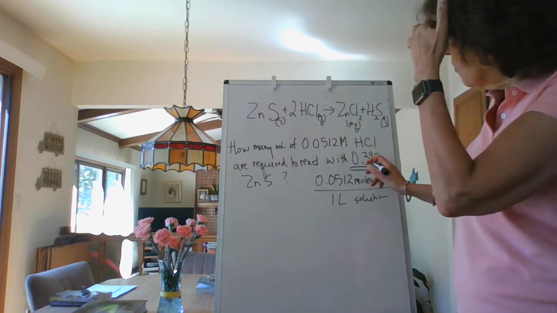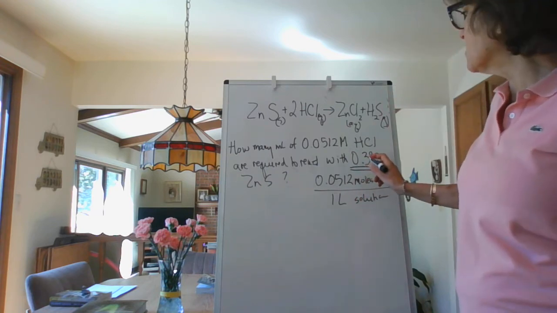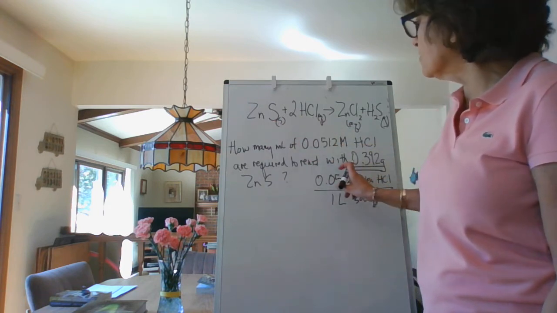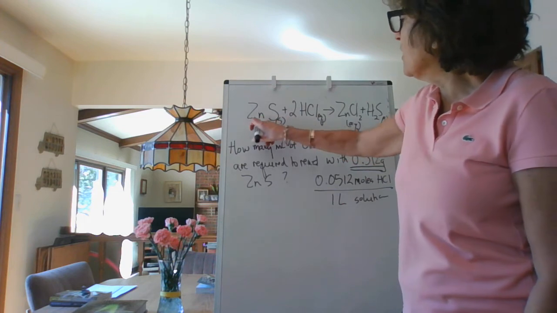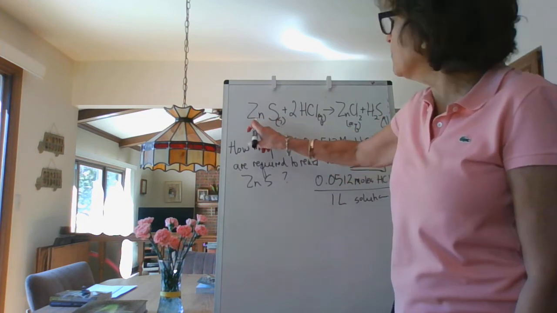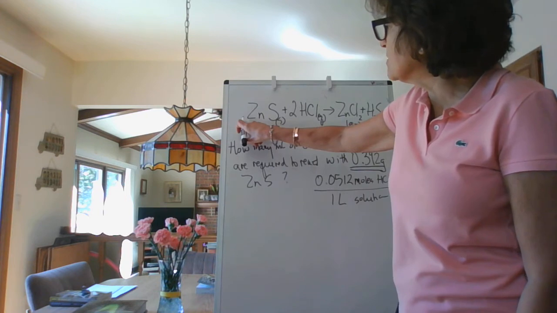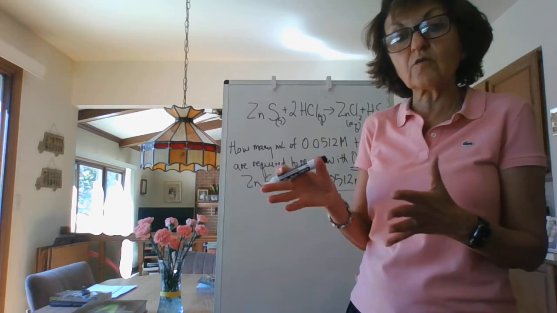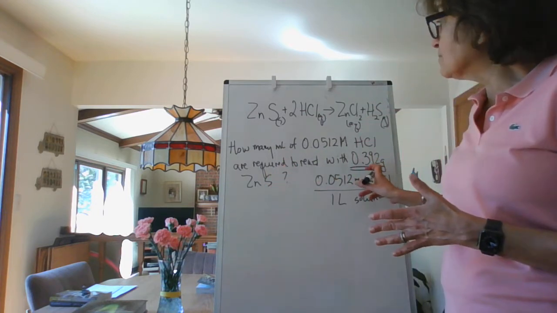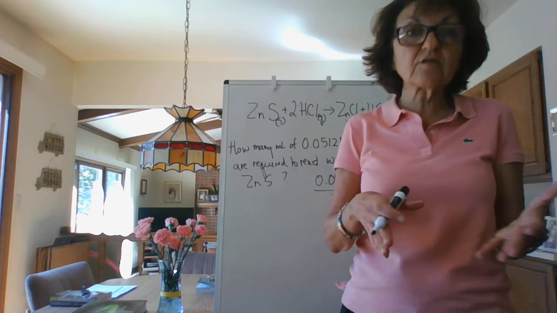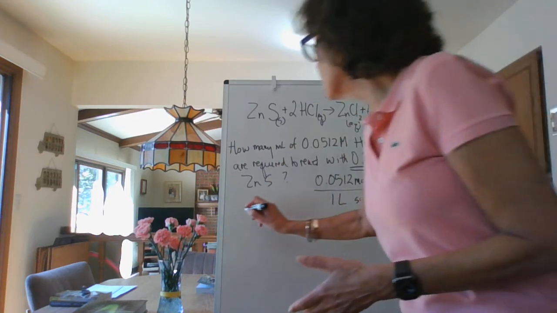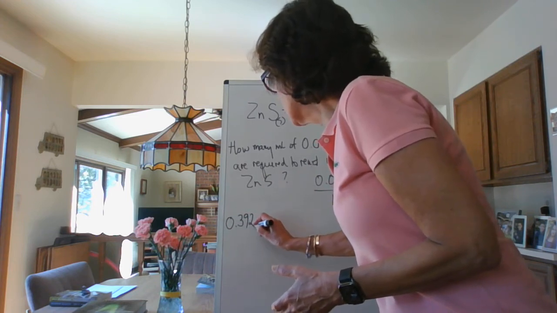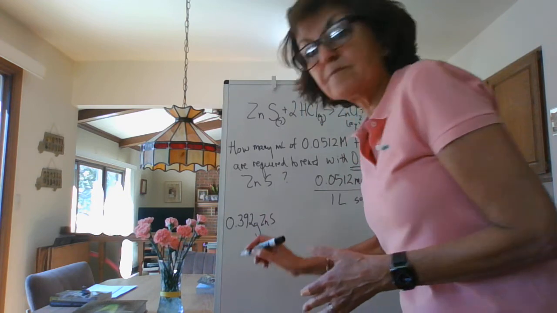All right, so we're going to start off with our zinc sulfide, because the only way we can start talking about HCl related to zinc sulfide is if we relate it through the coefficients of the balanced equation. 1 mole of zinc sulfide will react with 2 moles of HCl. It's the only way to relate the two, okay? So we've got grams of zinc sulfide. What do we have to do? We've got to convert that to moles of zinc sulfide. So we're going to write 0.392 grams of zinc sulfide.